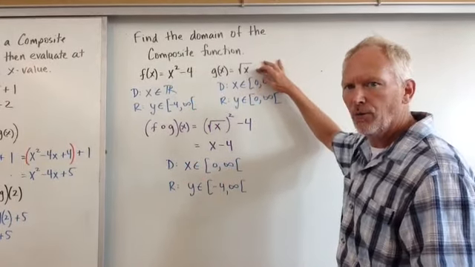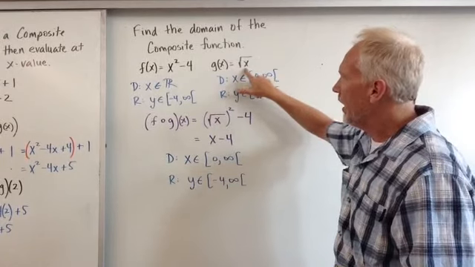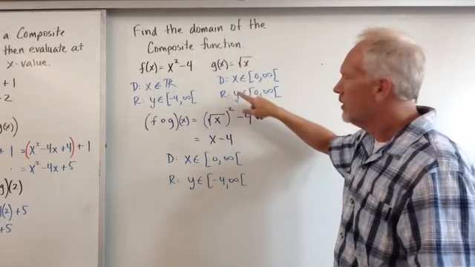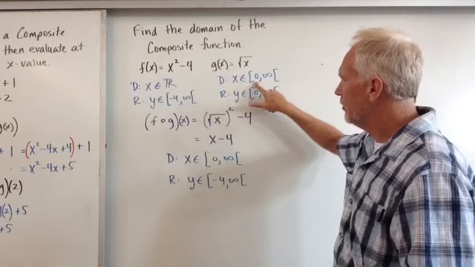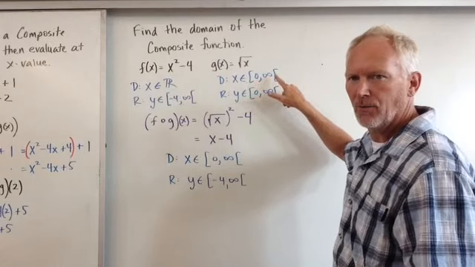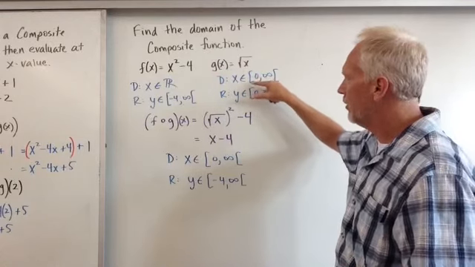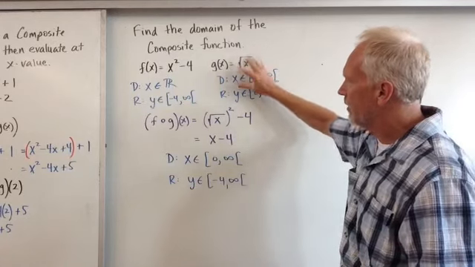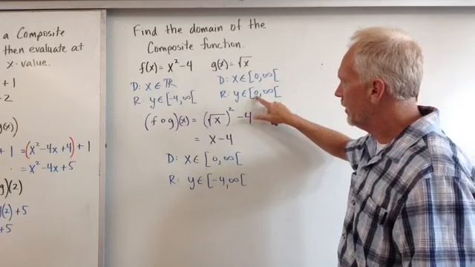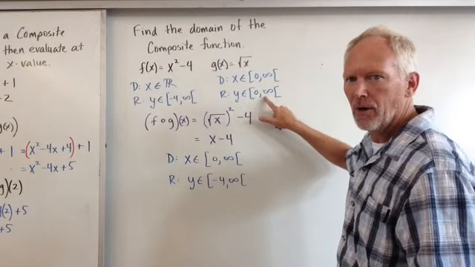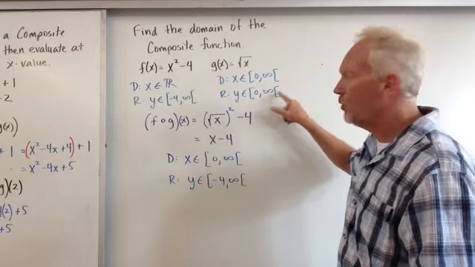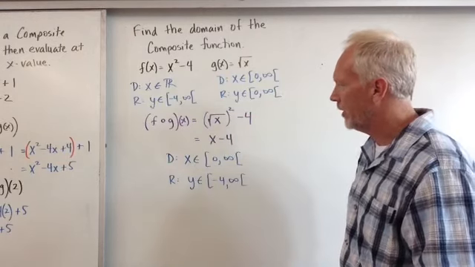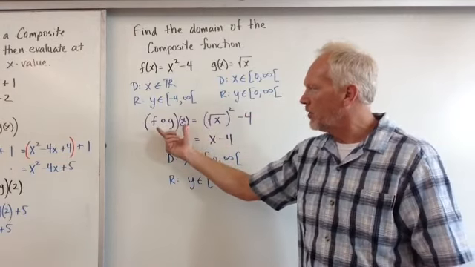g of x is a root function. We know we can't have any negatives under the radical, so our x is limited to 0 and to infinity. We can include 0 though. Our y value then, since this is a positive, will also be limited to including 0 and greater, or to infinity, and not including infinity. So now, let's put it together.